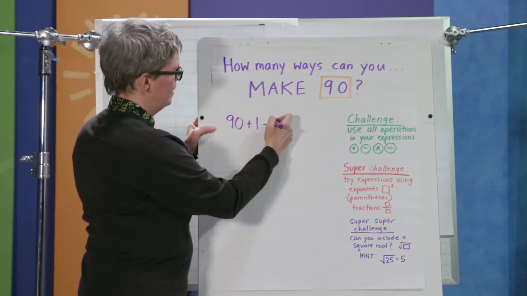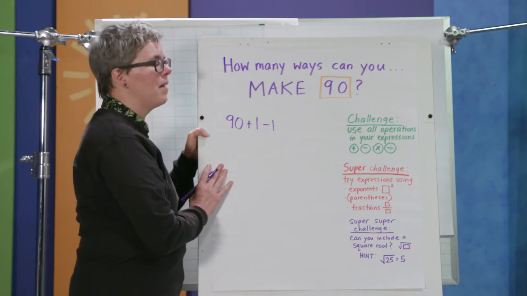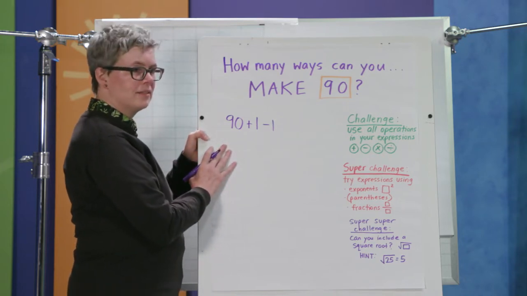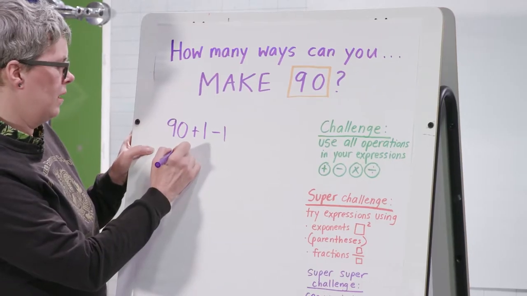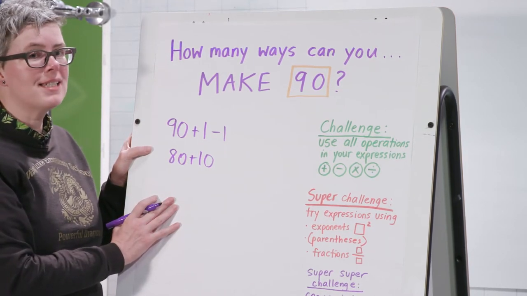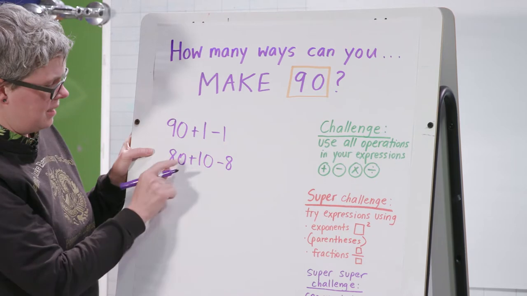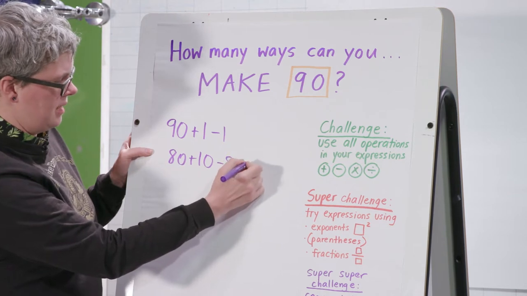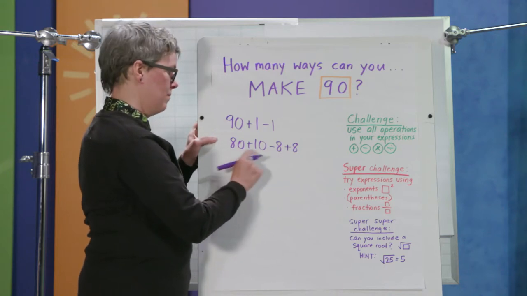Okay, I'm gonna give you one idea before you get going. One way to make 90: 90 plus 1 minus 1. If you are looking at that and you're thinking that is so easy, I barely use my brain at all, challenge yourself more than that, okay? So make it harder. And another idea would be maybe 80 plus 10. Again, if that feels easy, we could keep going. We could go 80 plus 10 minus 8. So I know that 10 minus 8 is 2, so we're at 82. We need to get back up to 90. Okay, so negative 8 plus positive 8 gives us 0, back to 80 plus 10.